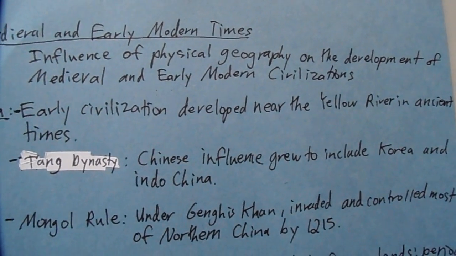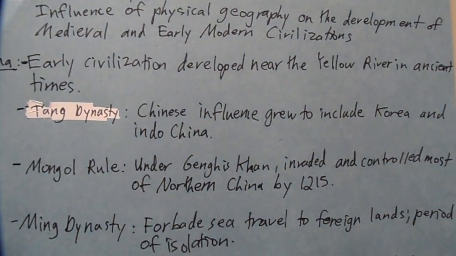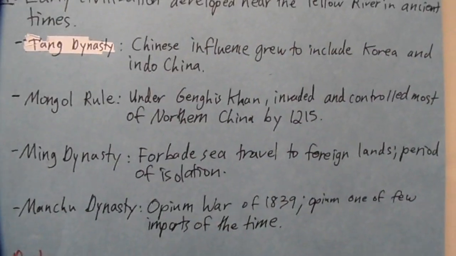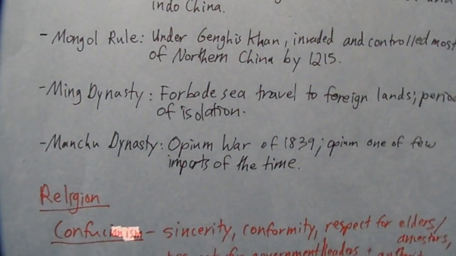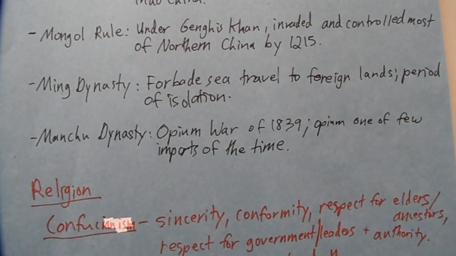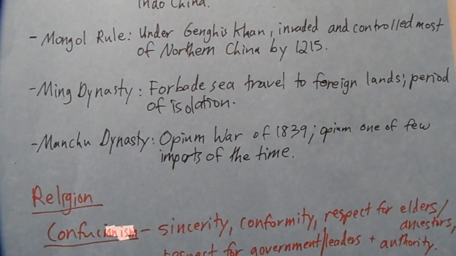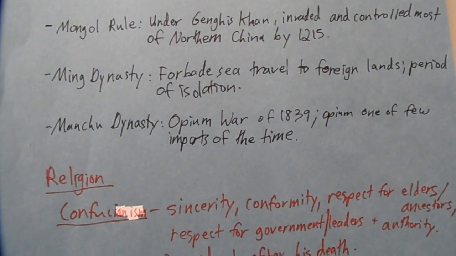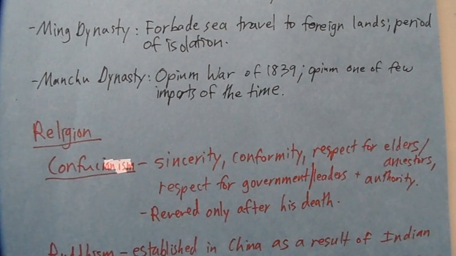The Tang Dynasty. Chinese influence grew to include Korea and Indochina. And if we look under Mongol rule, it was under Genghis Khan, and he invaded and controlled most of northern China by 1215. And then the Ming Dynasty.